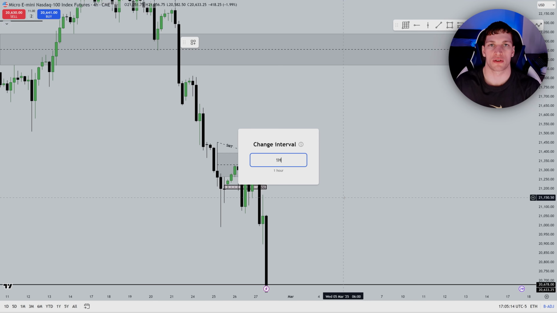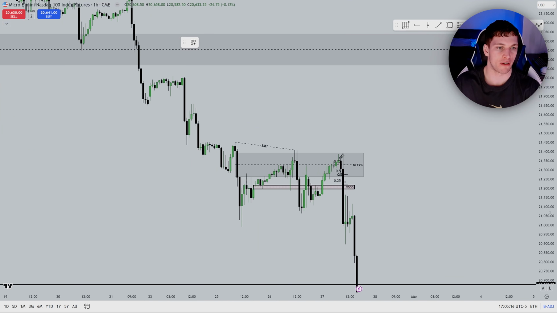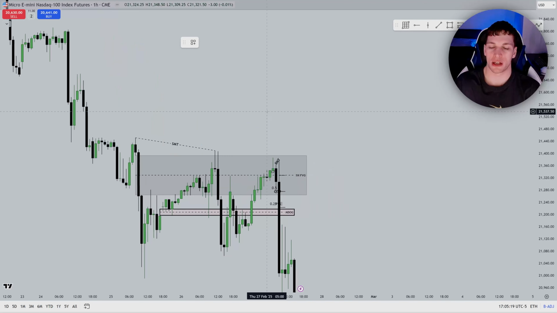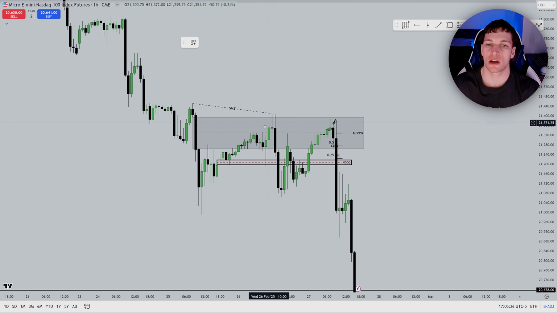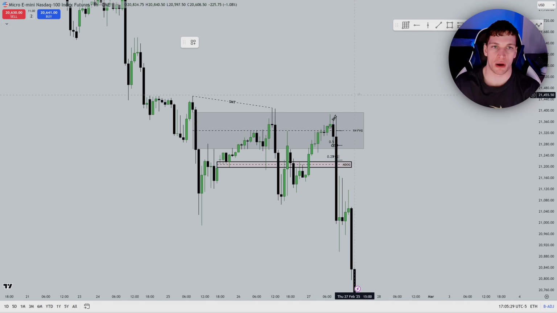With that in mind, because I couldn't use a 4-hour or above fair value gap, I had to stick to this 1 hour here to frame my entry. And this gives you the perspective. So we obviously had these swing highs here, which I was looking for price to take, but we failed to take them, but we did have this 1 hour imbalance.